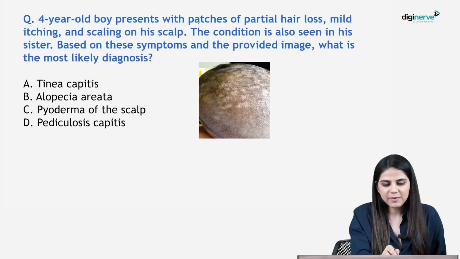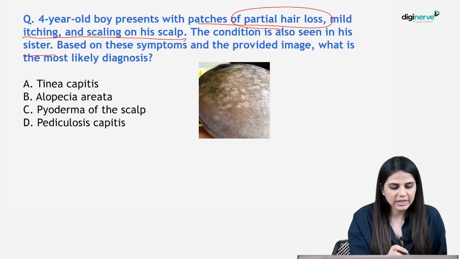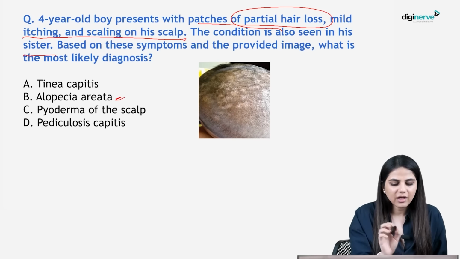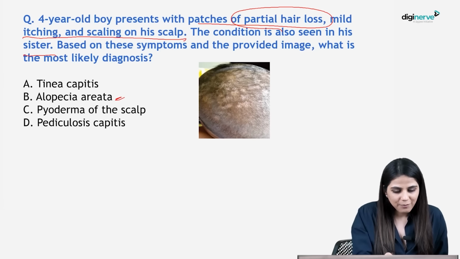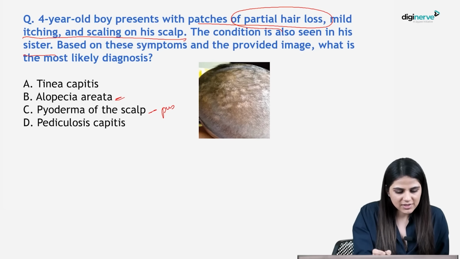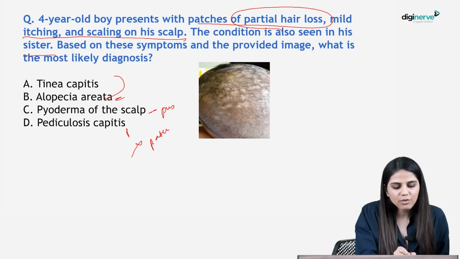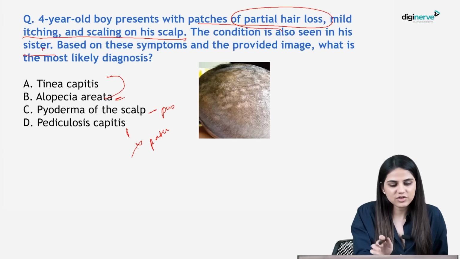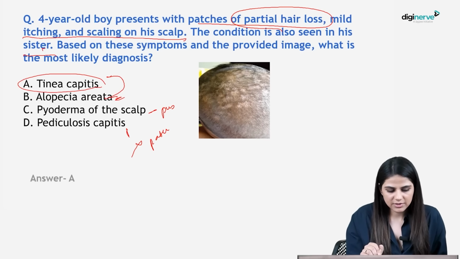4-year-old boy presents with patches of partial hair loss, itching, scaling on scalp, also seen in sister, most likely diagnosis. Alopecia areata will have patches of hair loss, alright. Pyoderma will have pus. Pediculosis capitis will not have patches. Now, areata out of this is not contagious, okay. So, therefore, my best possible answer here is tinea capitis.